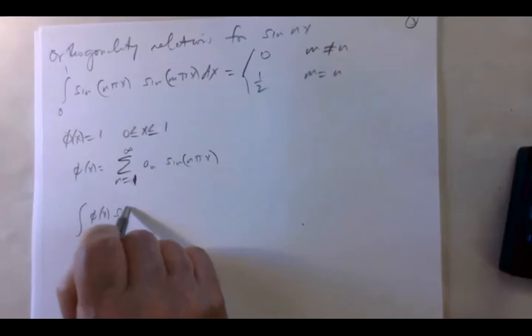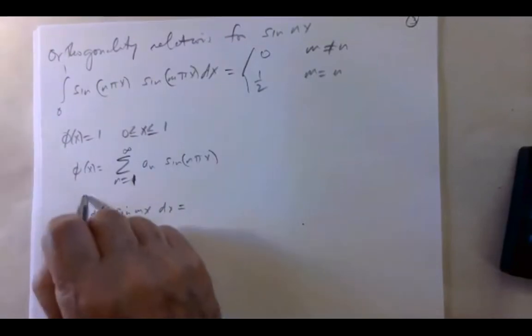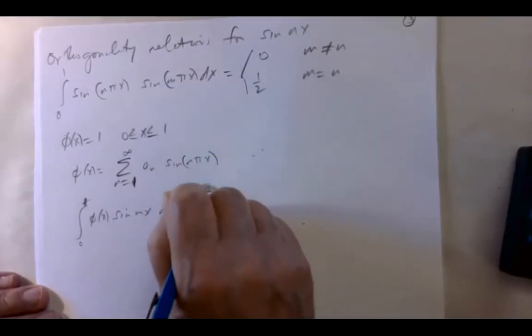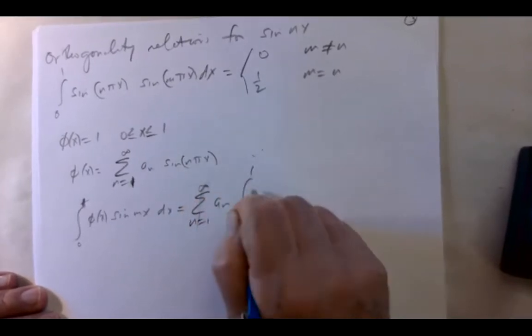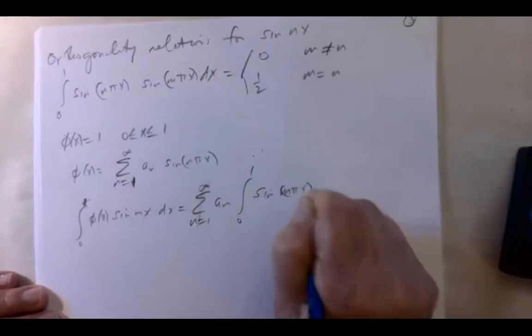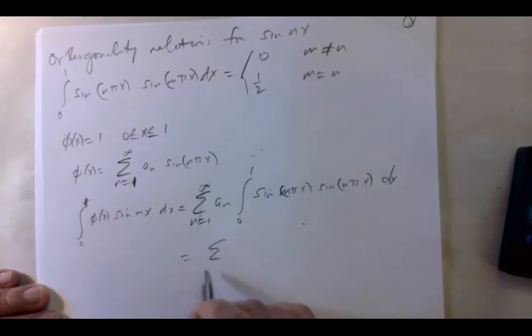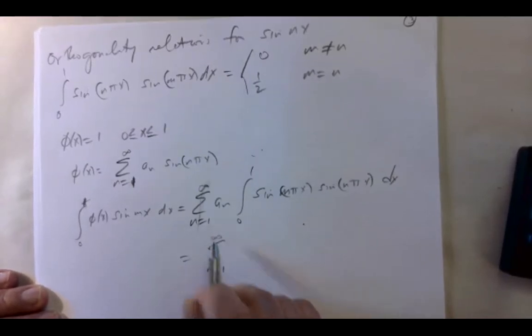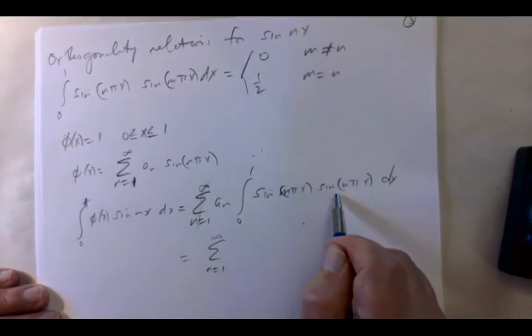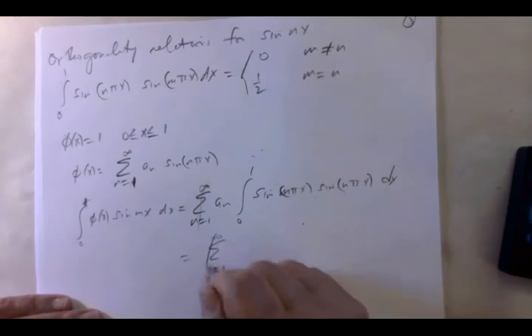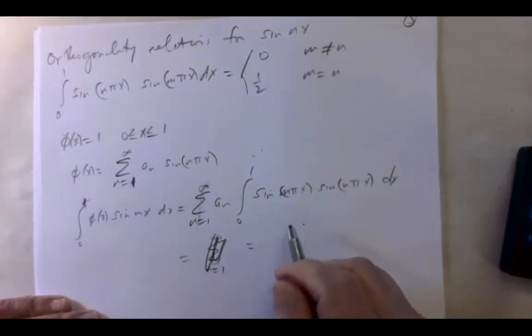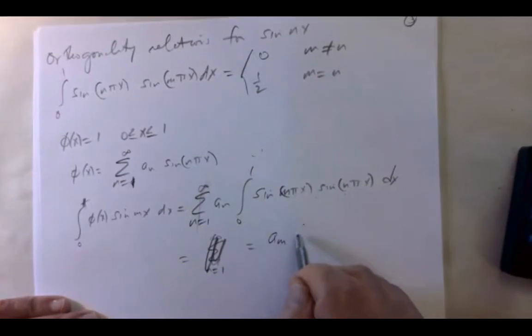We take phi of x times sine m pi x, integrated from 0 to 1. This is the summation, n goes from 1 to infinity, of a sub n times the integral from 0 to 1 of sine m pi x sine n pi x dx. Well, but this is 0 except when m is equal to n. So what we have on this side is a sub m times a half.